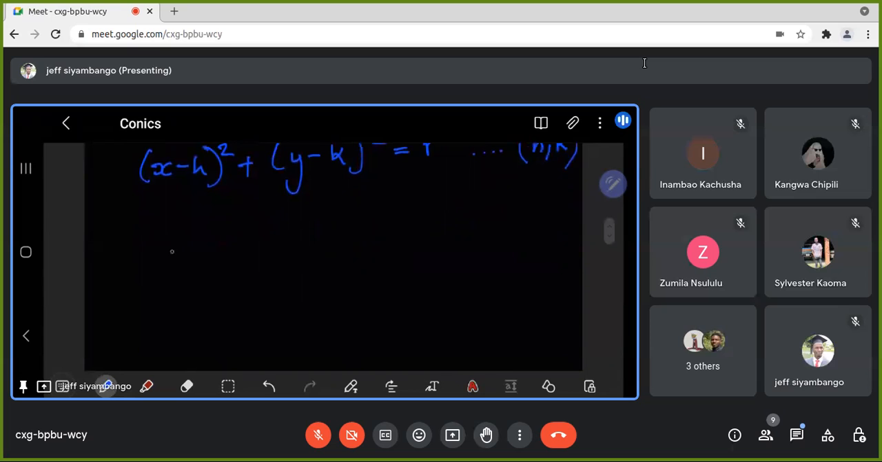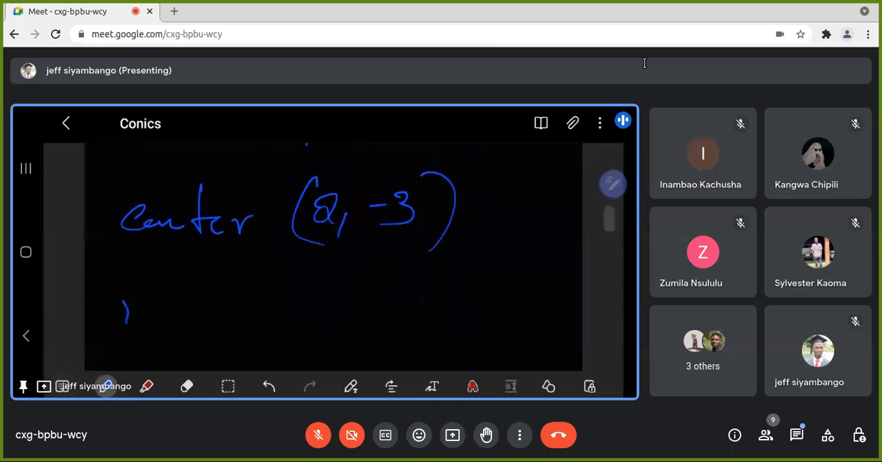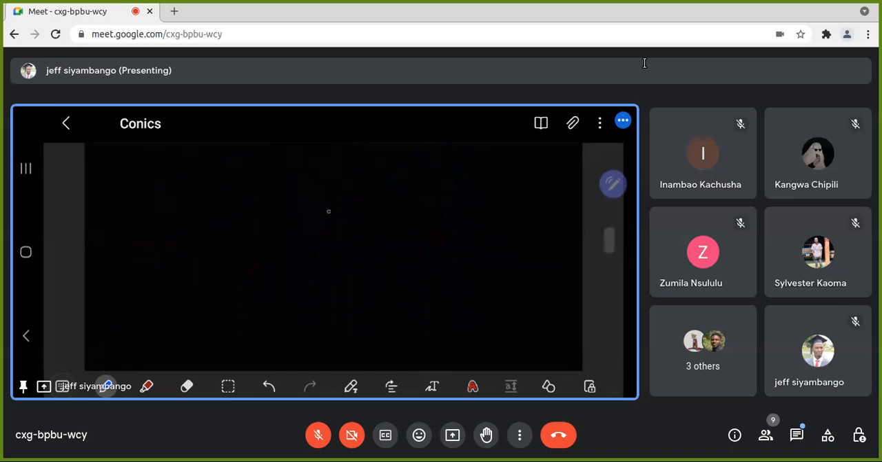Now, let's try to look at just a few examples. We have one example here. We want to find an equation of a circle whose center is at 2, -3. So this circle is centered at 2, -3, and it passes through a point 5, -1. So we have 1 point at the center, 1 point along the circumference of that circle. How do we then find the equation?